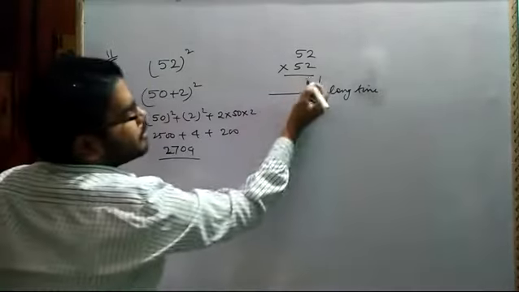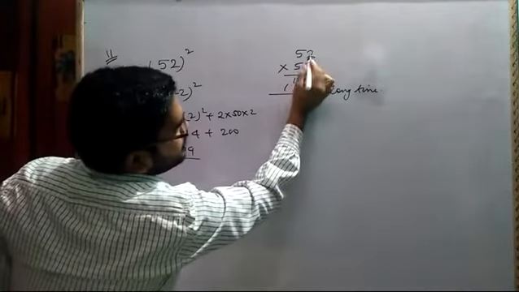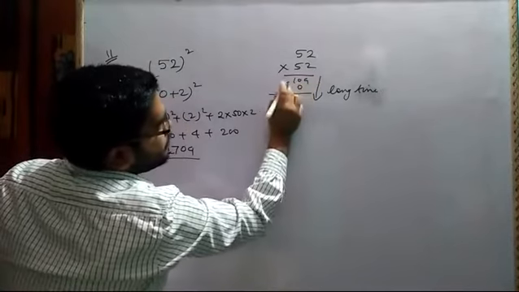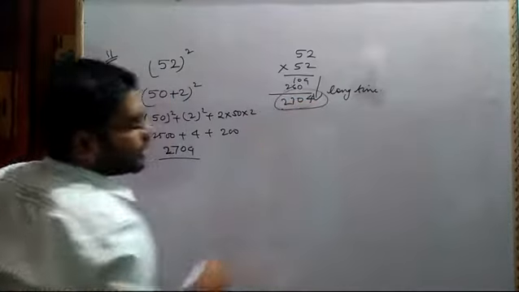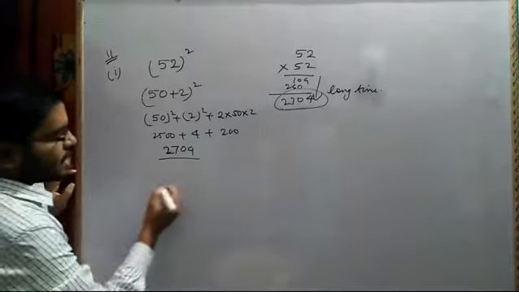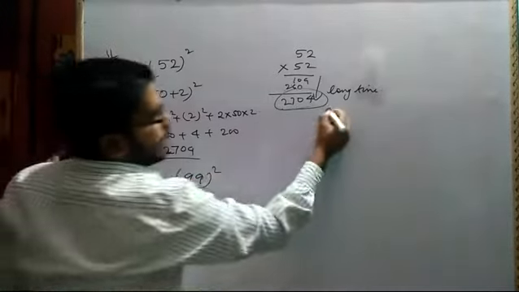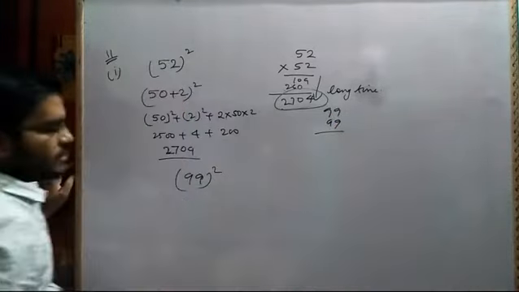Right, now if you multiply 52 by 52 the long way, it will take time. Similarly, using algebraic identities, if I ask you to calculate the value of 99 square, then you have to multiply 99 into 99, which will take time.